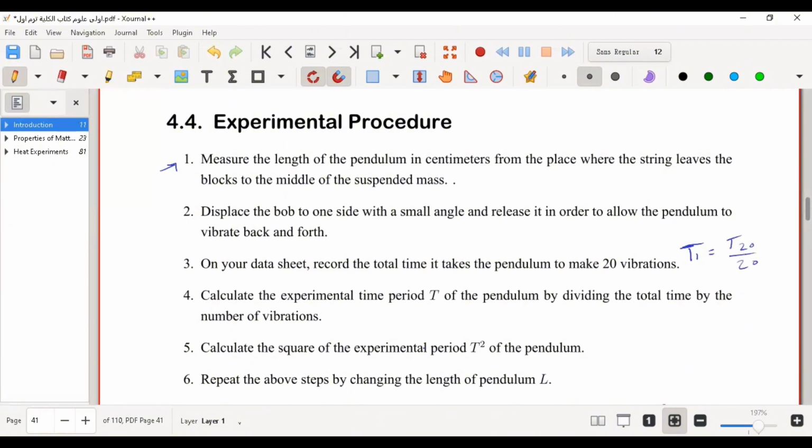So time for one vibration equals T20 over 20. So we will record the time of 20 vibrations and divide it by 20 to get the time of one vibration, or one oscillation. After getting this time, we will take the square of it to get the value of T squared and make a relation between L, which is the length, on the x-axis, and T squared in second squared on the y-axis.